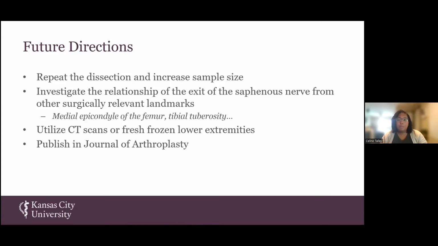Lastly, my goal is to publish my work and to get a manuscript out by the end of June. My dream journal to publish in would be the Journal of Arthroplasty.